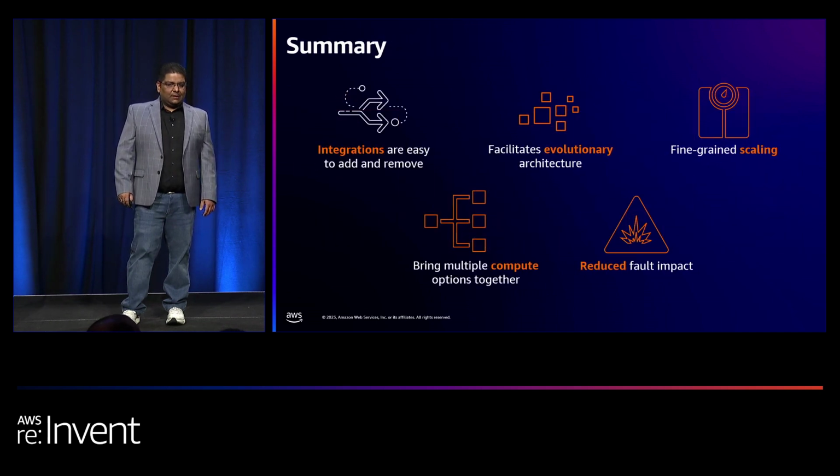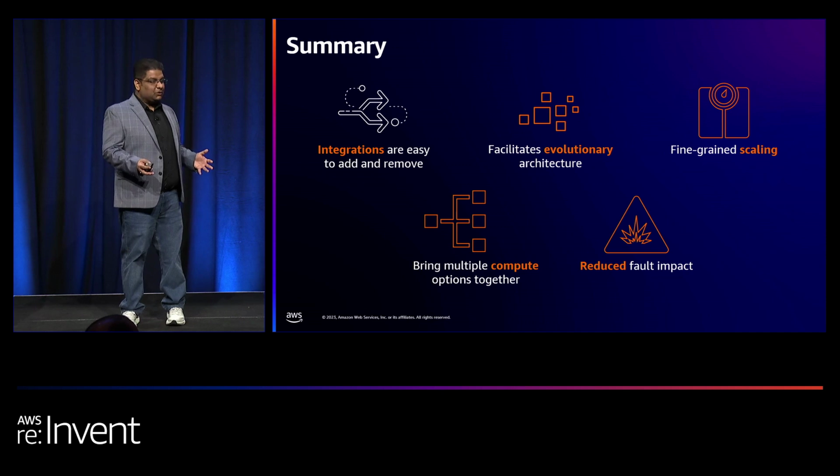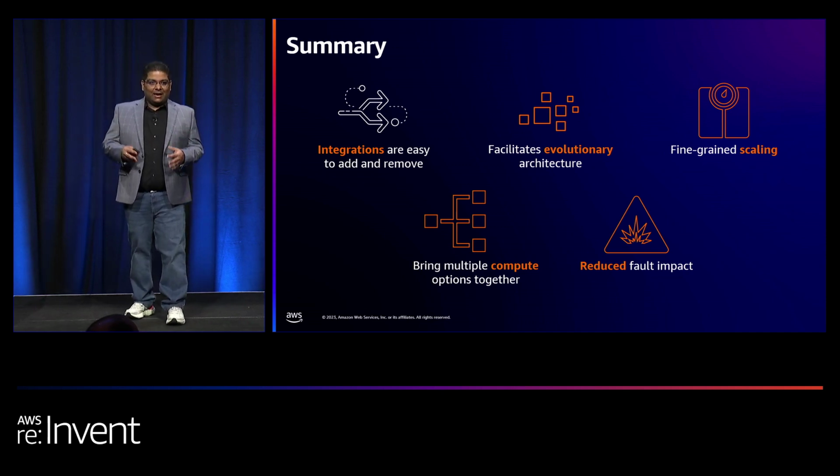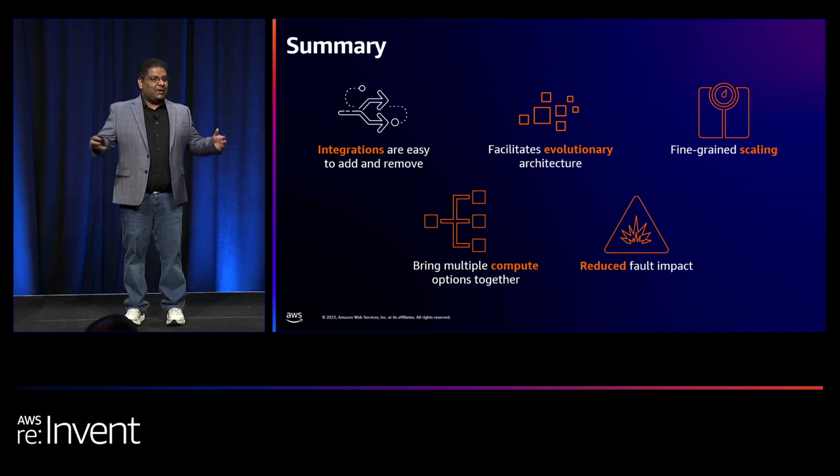As a summary, the integrations become easy when you try event-driven architecture, and it facilitates evolutionary architecture. You can evolve really well. You get fine-grained scaling because you only scale the domain that needs scaling. You can bring multiple compute options together, and last but not the least, you have reduced your fault impact drastically because you are dealing with events and event-driven architecture.